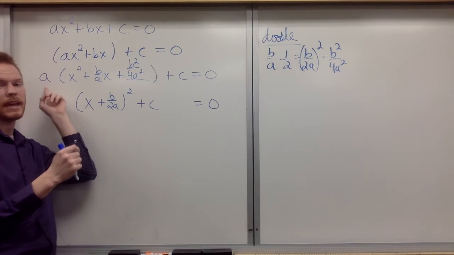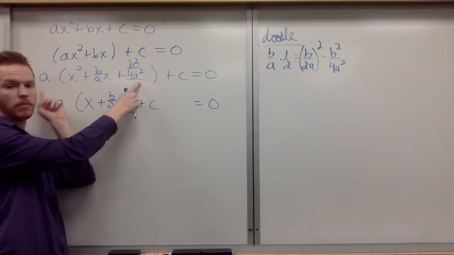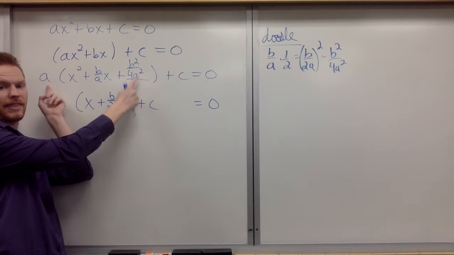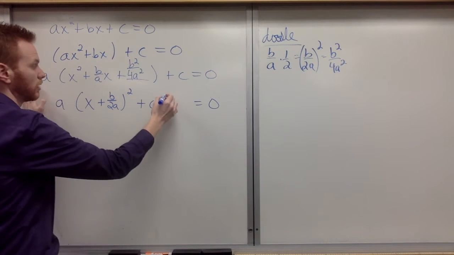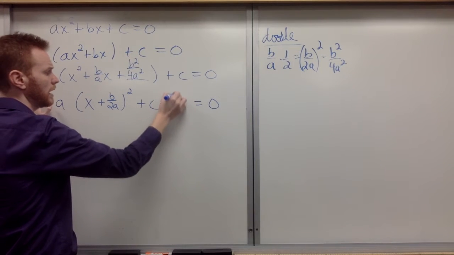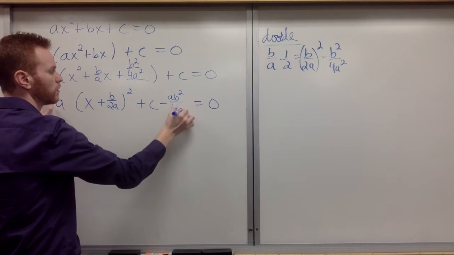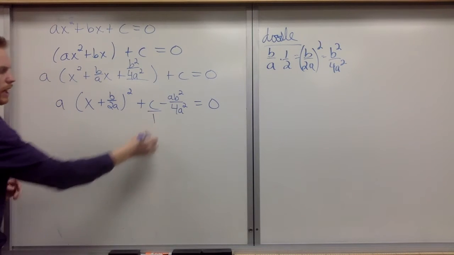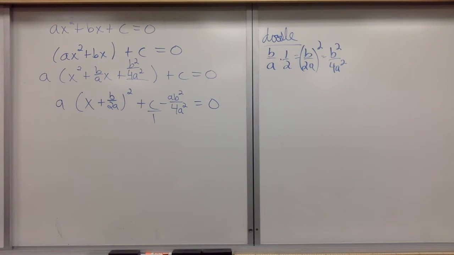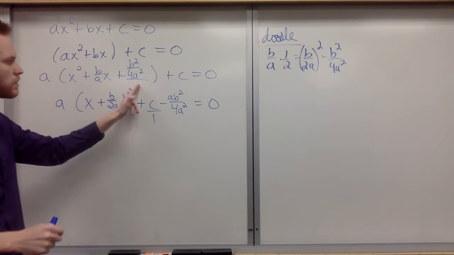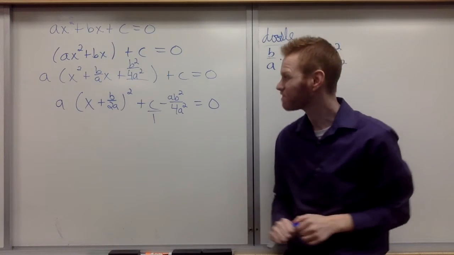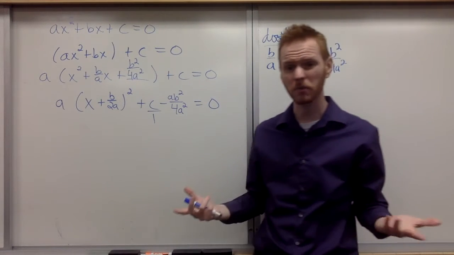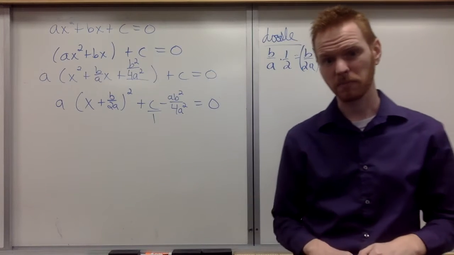Well, I factored an a out. So this truly isn't this number. It's this number times a. That's what I added to this equation. So this is going to be a b squared over 4a squared. I'm going to put that over 1 right now. Does that make sense? So it's a times this value. That's what I want to subtract out. Looks ugly right now, doesn't it? But that's okay. We're going to keep working with it. Just continue following the steps for completing the square.